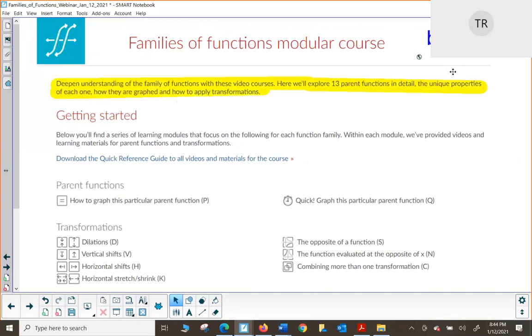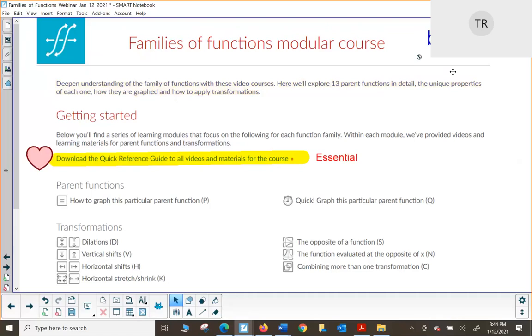But the idea is this is to deepen the understanding of family of functions with these video courses, the 13 parent functions in detail. If you go there, this is essential right here: download the quick reference guide to all videos and materials for the course. I'll show you what that looks like. This is, not to sound bad, but it's like the Bible for this thing. Okay, 15 minutes. So I'll show you that in a little bit.